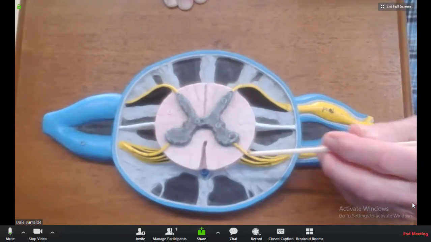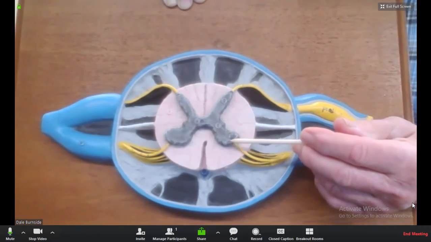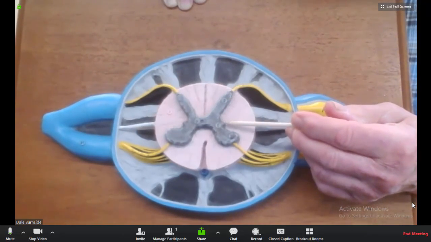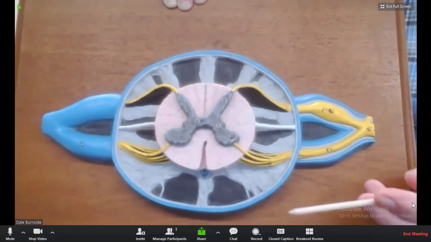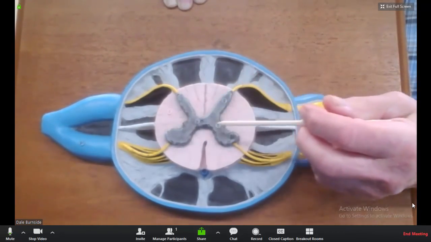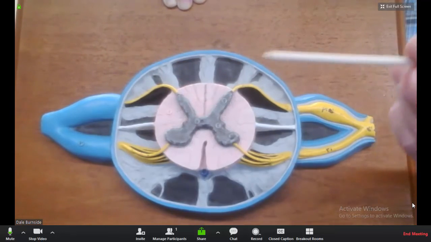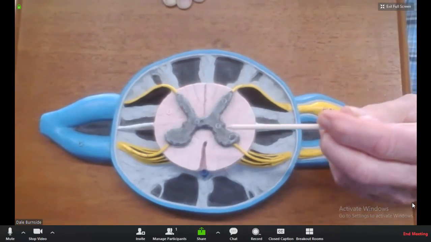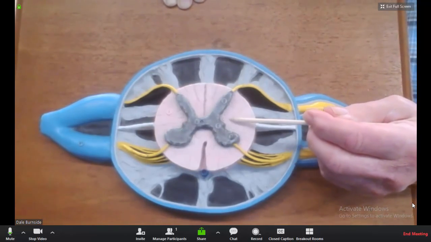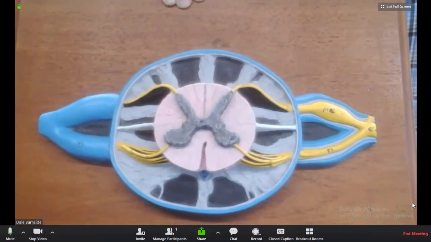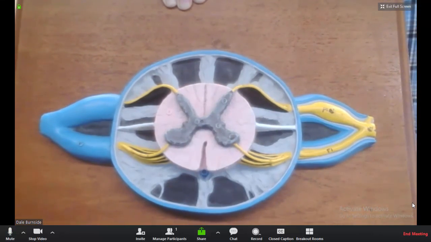Okay, this is called the ventral horn. This is called the dorsal horn, and in between there's a lateral horn. In the white matter, there are ascending tracts that carry impulses to the brain, and descending tracts that carry impulses from the brain back to the spinal cord. So I hope this video helps you to understand the spinal cord a little bit better.